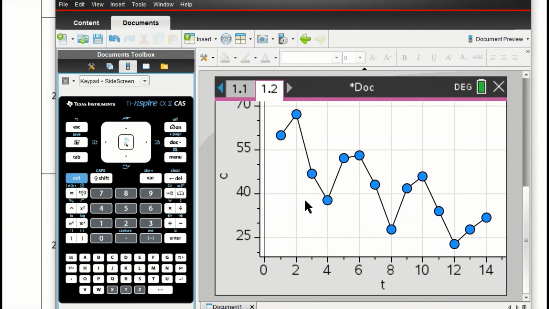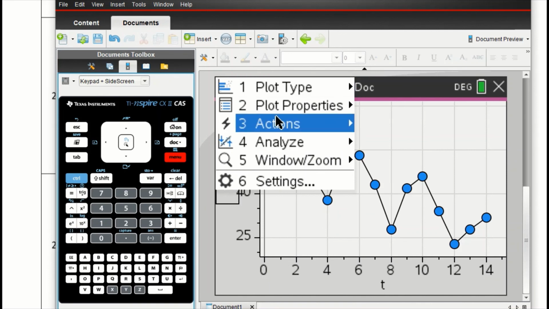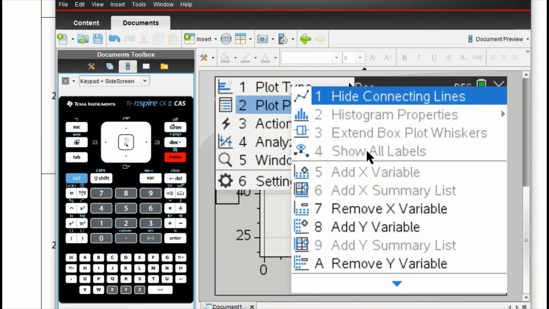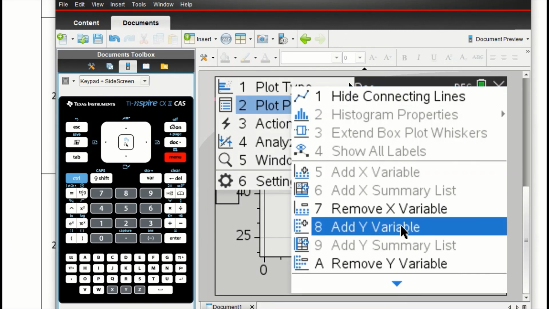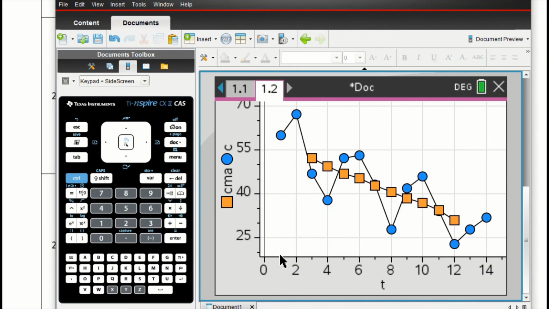Okay, so after you get this, then menu. What we need to do is add in another variable. So plot properties, then you can see there's add y variable. You just press enter. Then you'll be able to see that your screen will show it here. Now we want to add in another variable, which is the centered moving average. Then just click on it. Then you'll be able to see this.